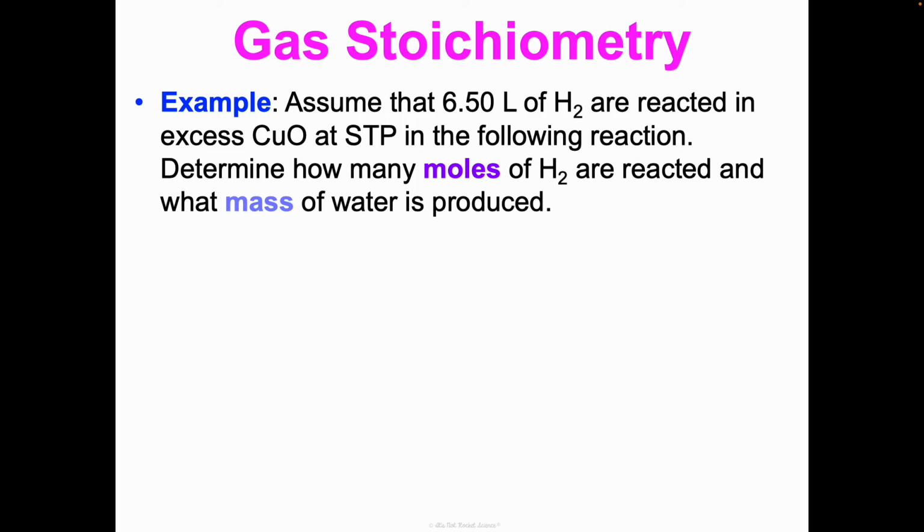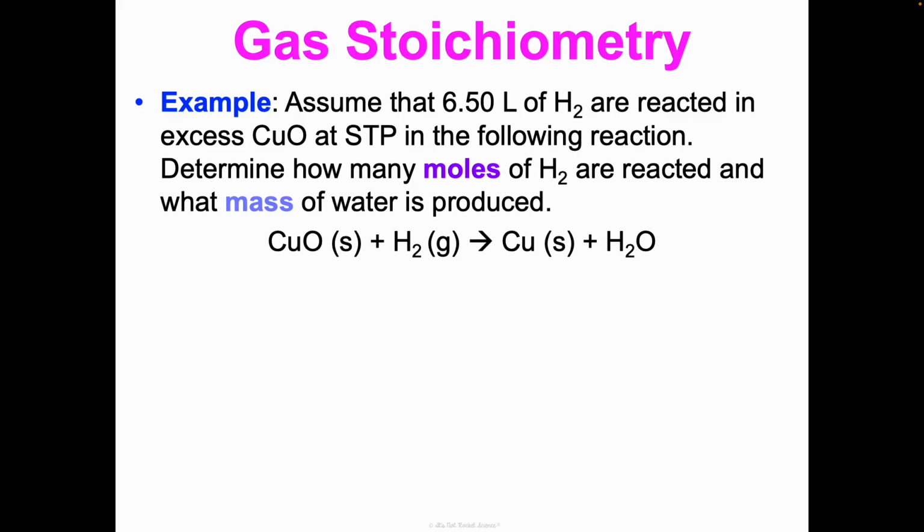Assume that 6.50 liters of hydrogen gas are reacted in excess carbon dioxide at standard temperature and pressure in the following reaction. Determine how many moles of hydrogen gas are reacted and what mass of water is produced. All right, so we want moles of hydrogen reacted, we want mass of water produced.